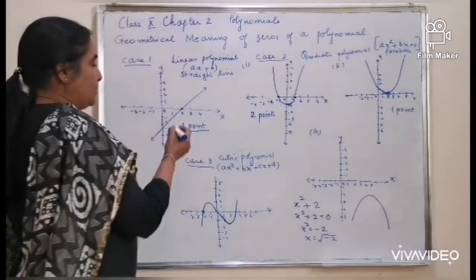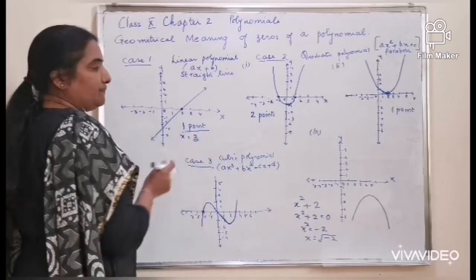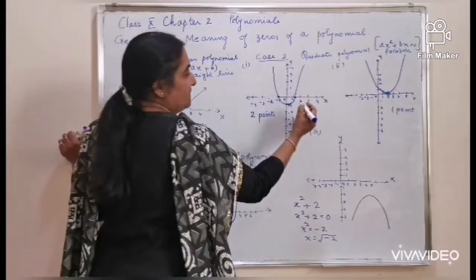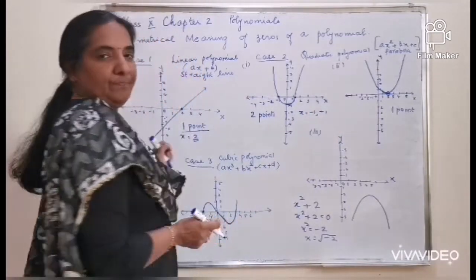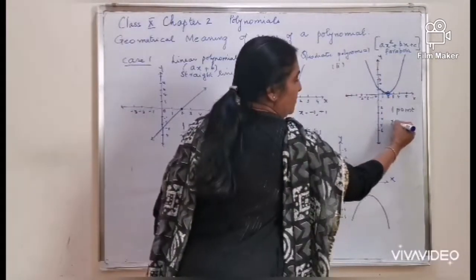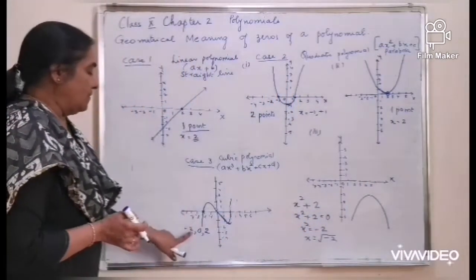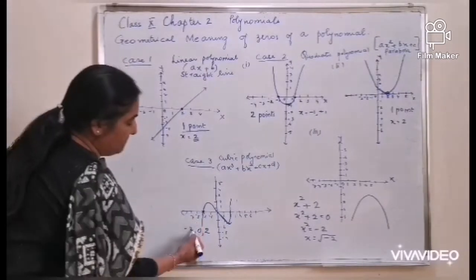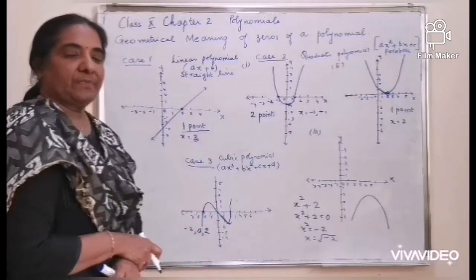By looking here, you can see the value of x is 2. Here, the two values are minus 1 and plus 1. Here also the value of x is equal to 2. Here also the value of x is minus 2, 0 and 2.